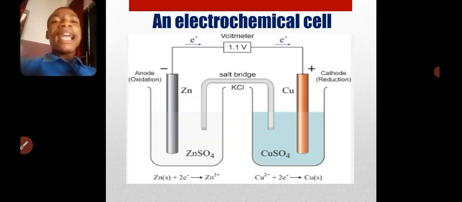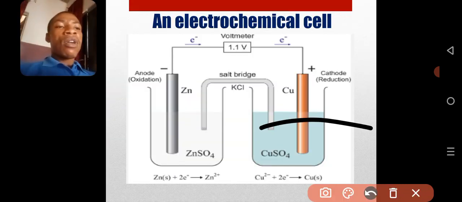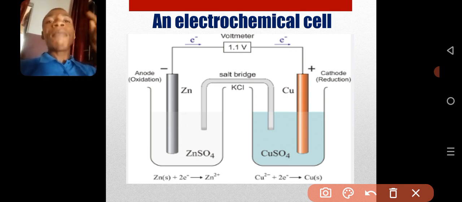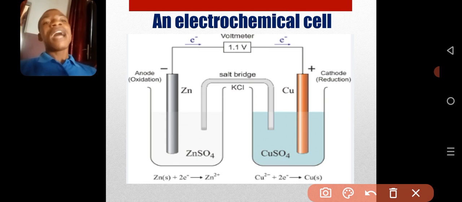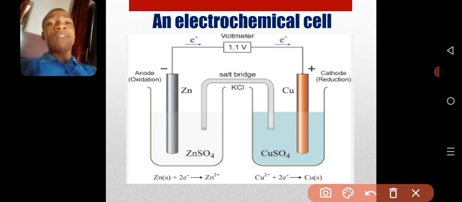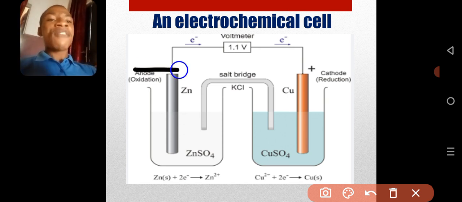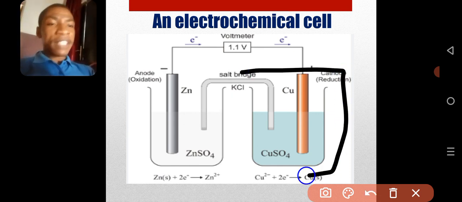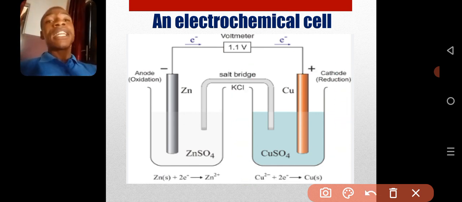Number one, electrons will flow from the half cell of a more reactive metal to the half cell of the less reactive metal. As in this case, we have a zinc half cell and a copper half cell. Now, from the knowledge of the electrochemical series, you know that zinc is higher than copper in the series.